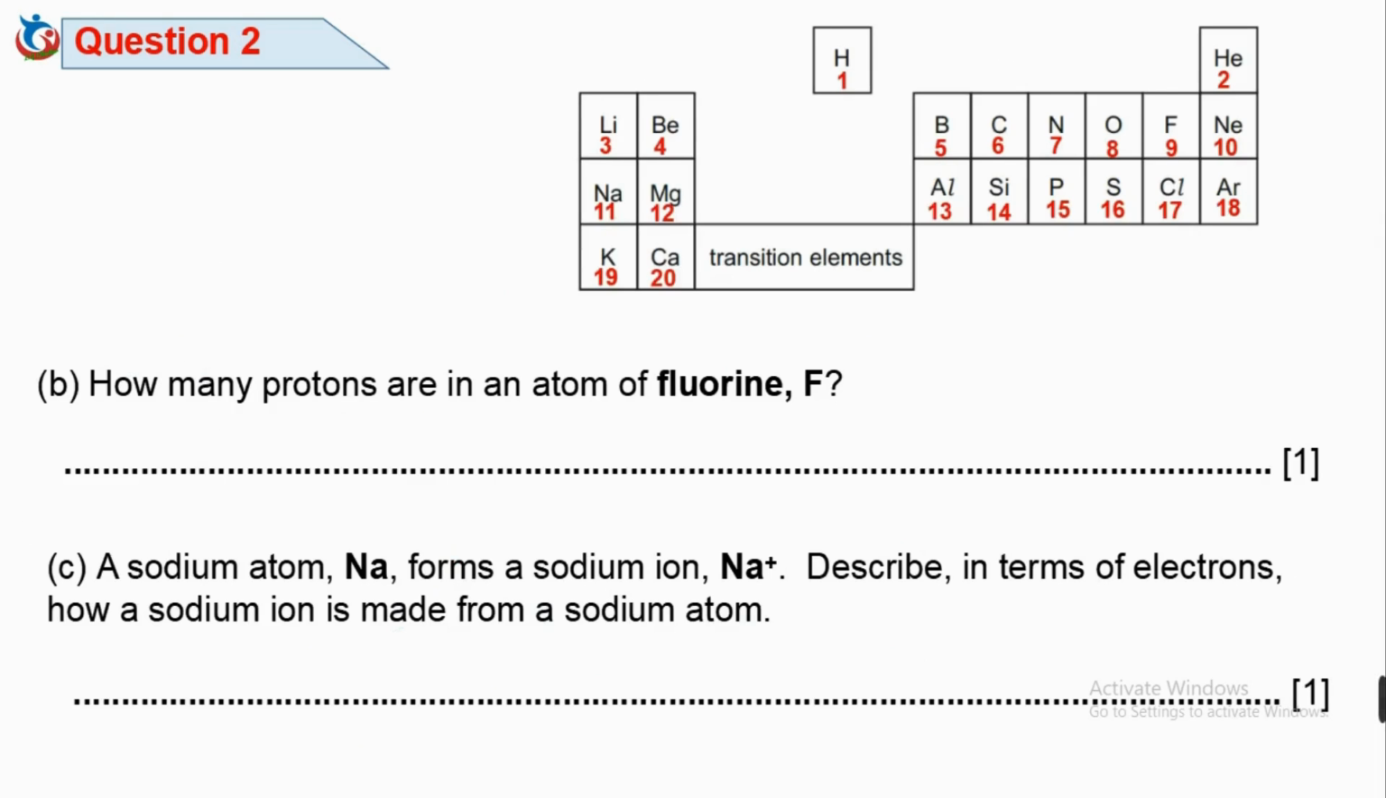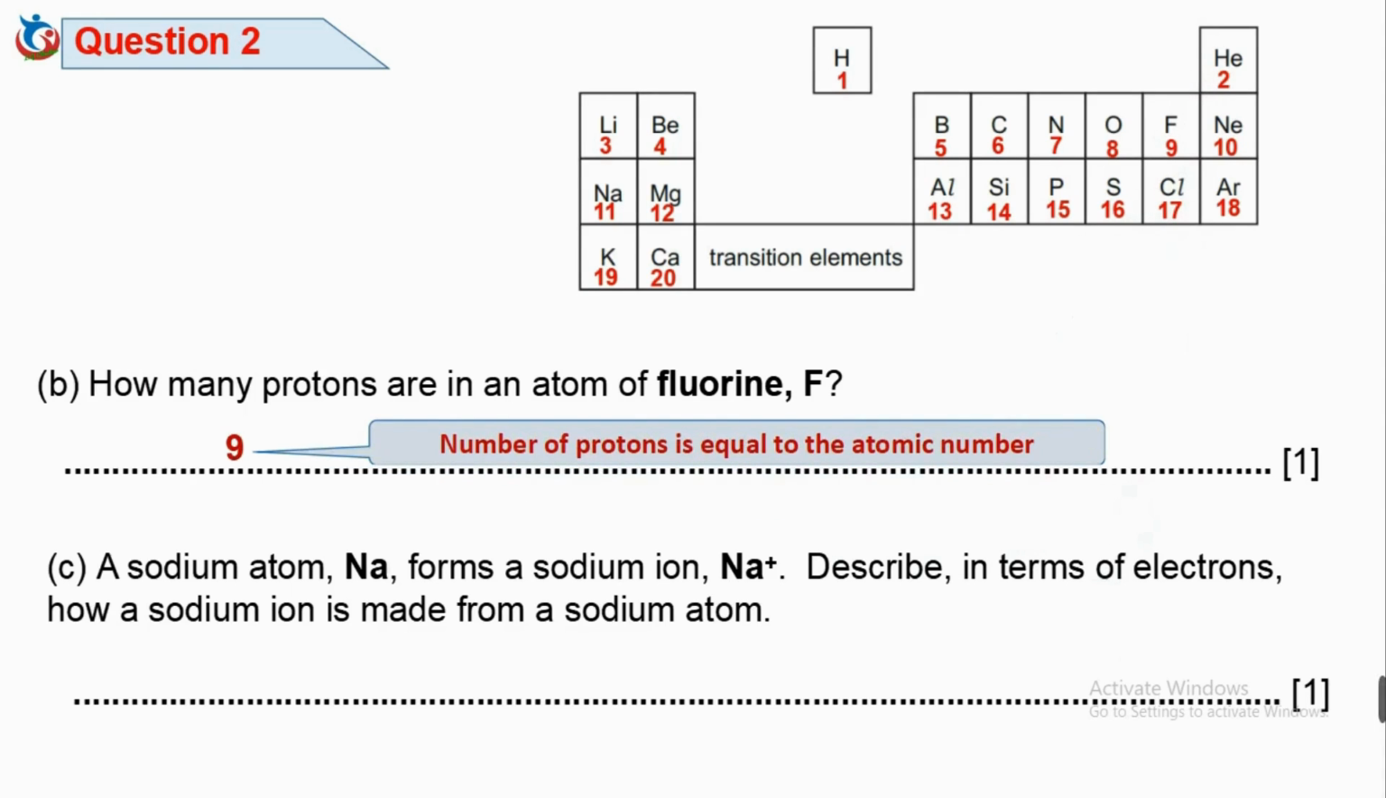Question 2b. How many protons are in an atom of fluorine? From the numbered periodic table, the atomic number of fluorine is 9. Since the atomic number is the number of protons in an atom, hence the number of protons in fluorine atom is 9.